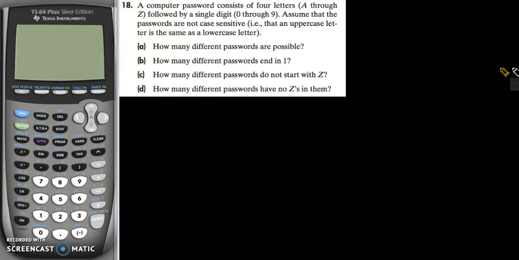Okay, in this problem we're going to look at the number of different combinations that are possible in a password. So part A, how many different passwords are possible? So let's read their rules for these. It consists of 4 letters A through Z followed by a single digit. So 1, 2, 3, 4. Those are going to be letters, and then you get one number.